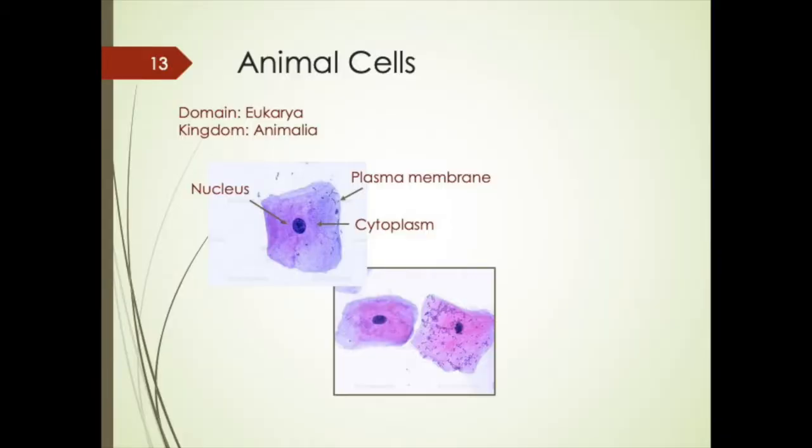Then we have Eukarya and Animalia. So these are human epithelial cells, basically just meaning skin cells. And basically all you can see here is the nucleus, the membrane, and the cytoplasm. Not much else you would be able to see because most of the other organelles are clear. You would have to use a different stain in order to see the other organelles.